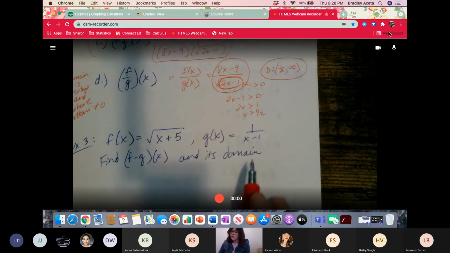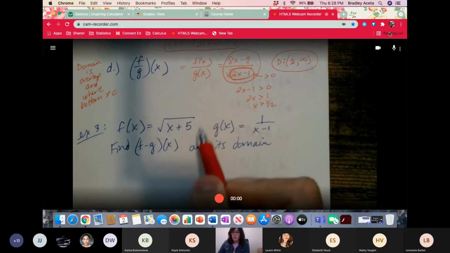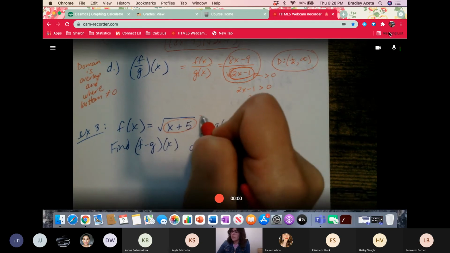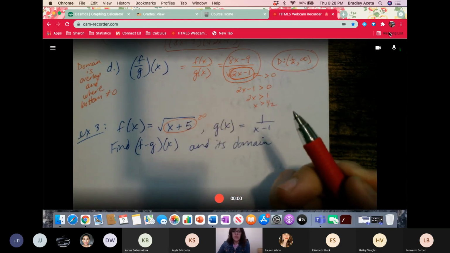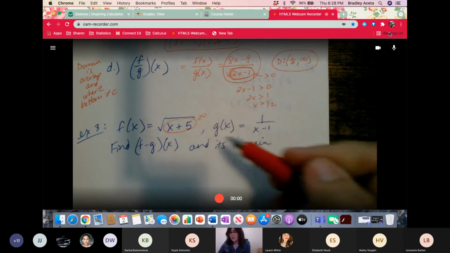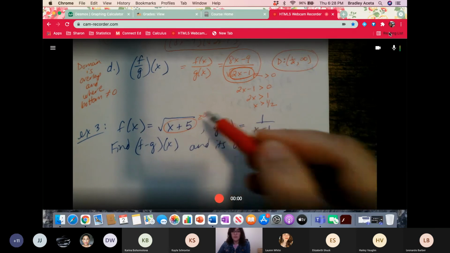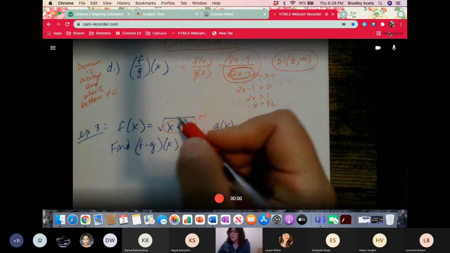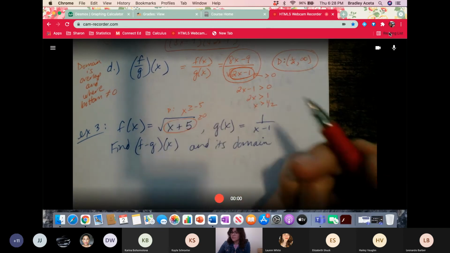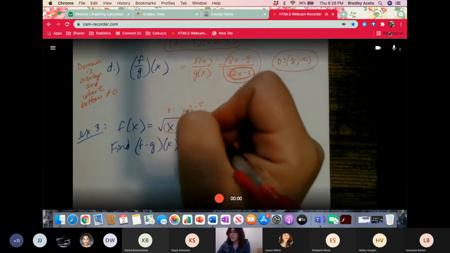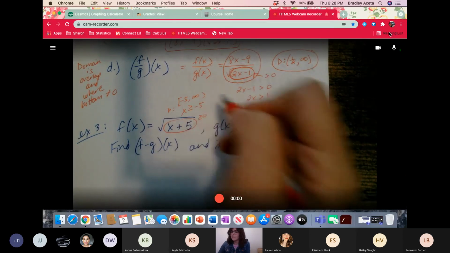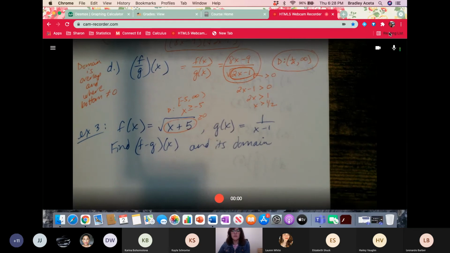So let's talk about this guy's domain. Again, if you're under a square root, you are allowed to be greater than or equal to 0. If you're in the bottom and you're in a denominator and you're under a square root, you can only be greater than 0 because you can't equal it. So this would be x is greater than or equal to -5. That would be the domain. If I were to write that out with interval notation, -5 would be like that, from -5 to infinity, positive.